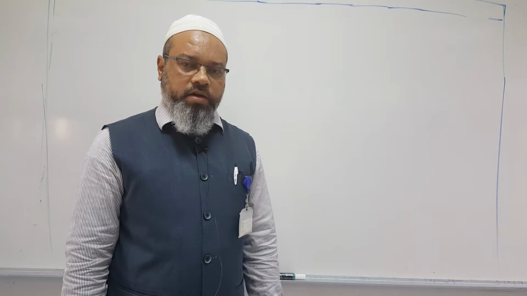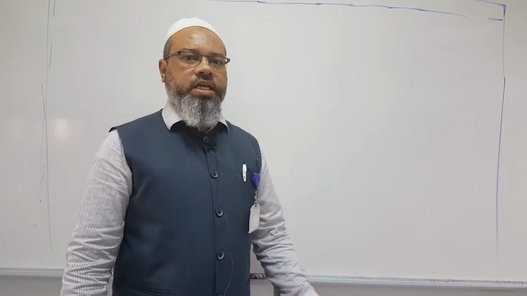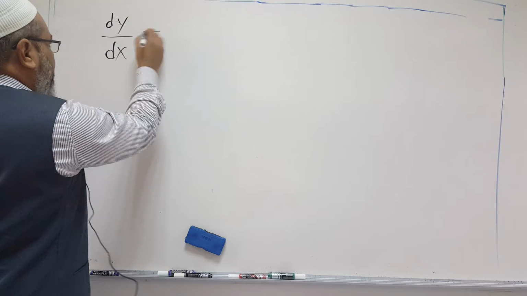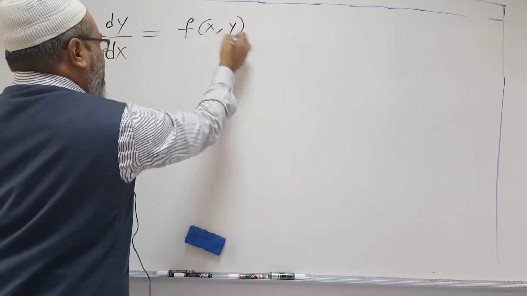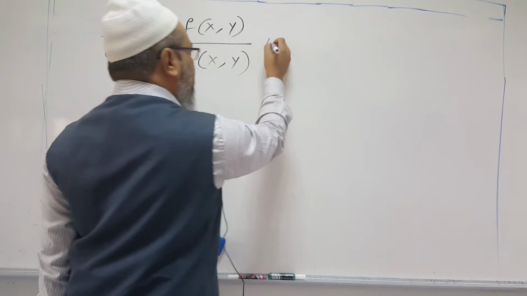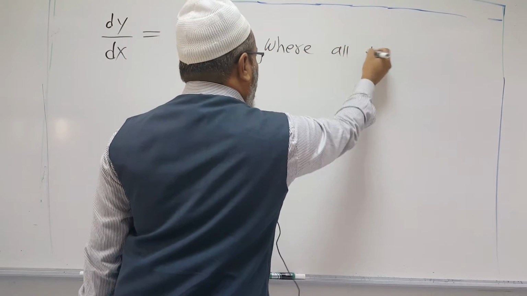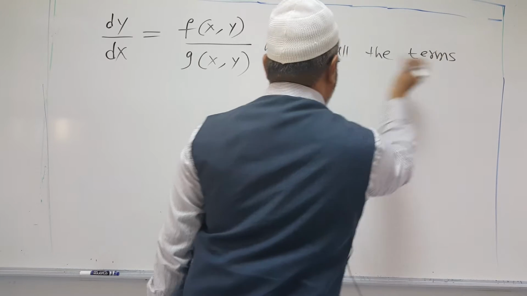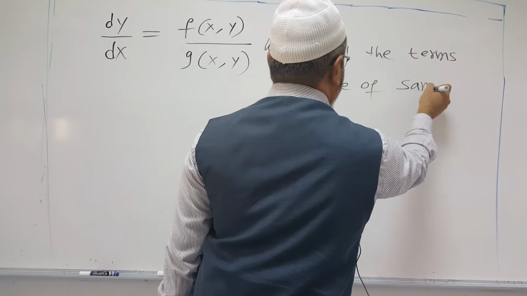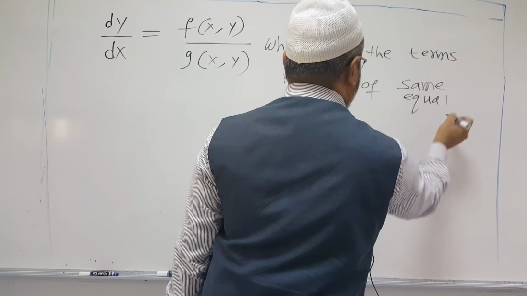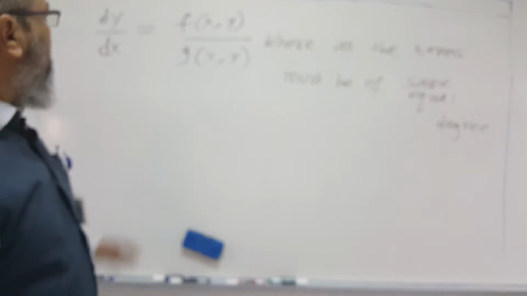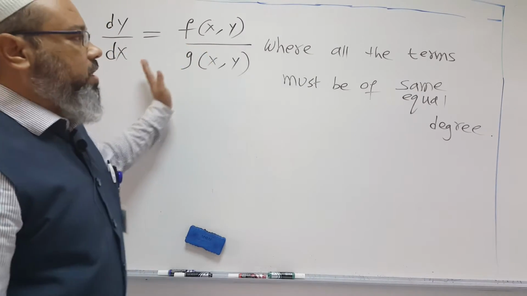So, what is the standard form of a homogeneous differential equation? The standard form is dy by dx equals f of x comma y divided by g of x comma y, but a condition is also there: all the terms must be of the same, I mean equal, degree. The standard form must be like this.